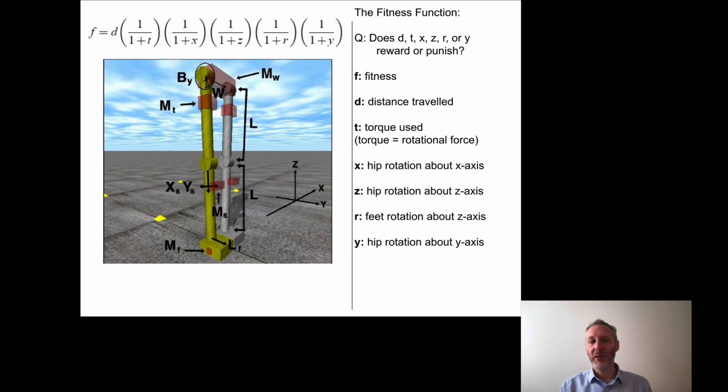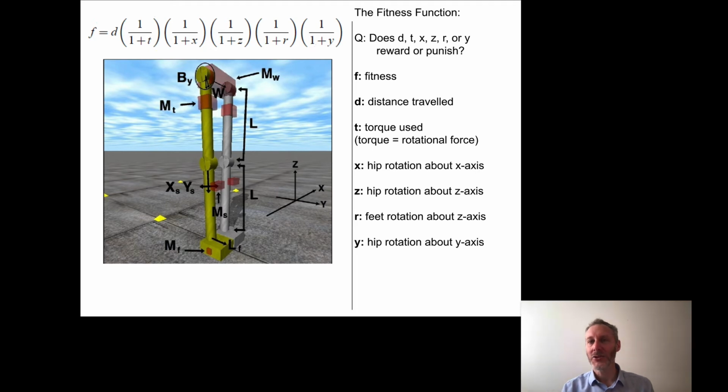Let's have a look at the fitness function. The formal structure of the fitness function looks a little bit different from what we've seen before, but not too much. Let's start with F equals D. What is D? Well, D is simple. It's the distance that the biped travels as it moves down the declined plane. You'll notice that they multiply D by 5 other terms. We'll talk about what these terms are in a moment.